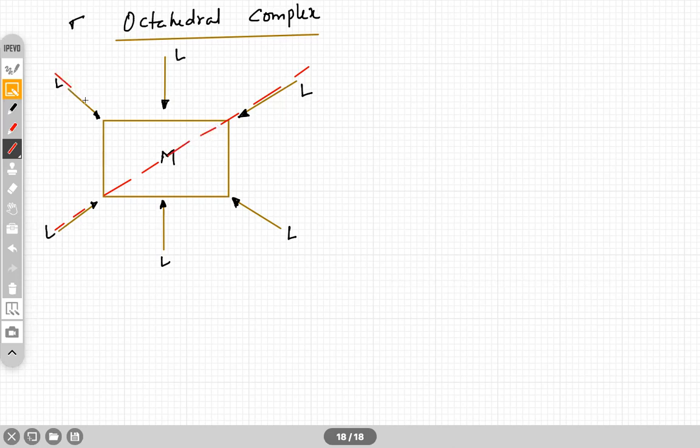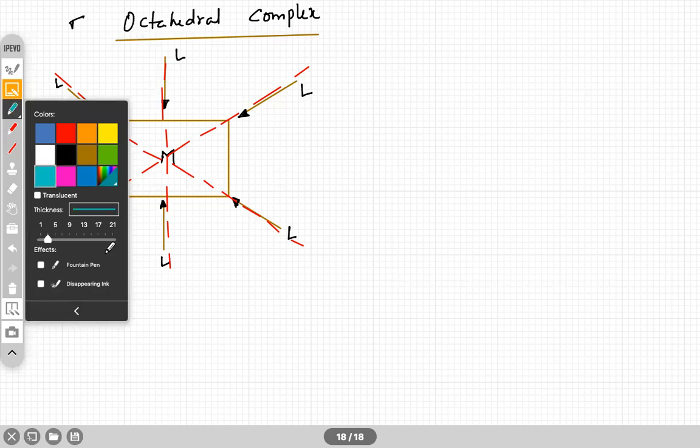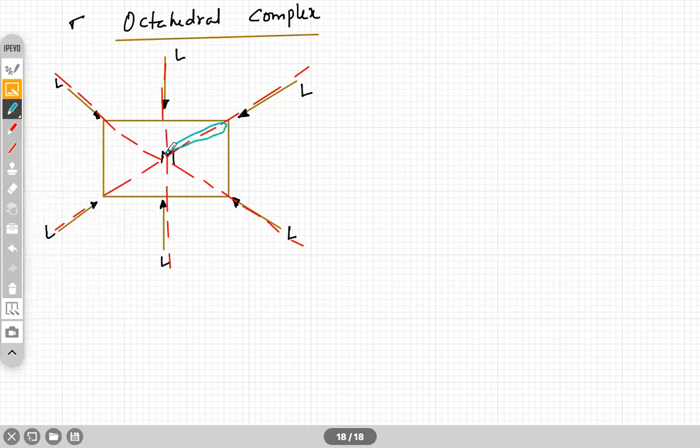Along these lines, we can consider the axis because the angle is 90 degrees, like the X, Y, and Z axis. Obviously, along this line we have the dx square y square orbital, right? The dx square y square orbital is present along this line. And along this line, we have the dz square orbital.